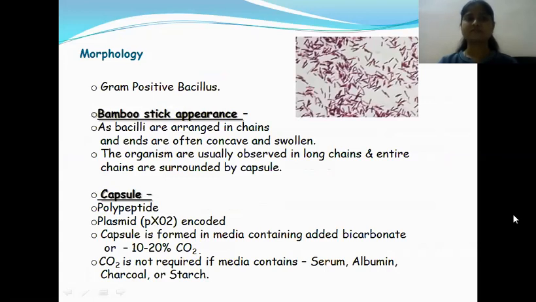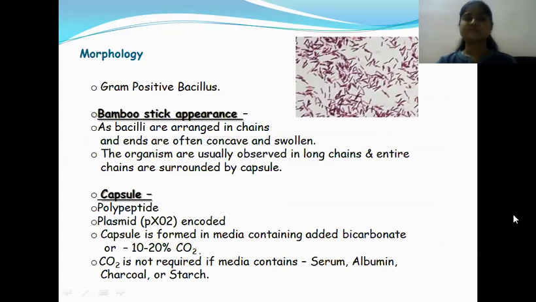Coming to the morphology of Bacillus anthracis. It is a gram-positive bacillus, but it shows a special appearance called the bamboo stick appearance. In this characteristic appearance, the bacilli are arranged in long chains, end to end, each attached to the other. The ends of each bacillus are concave and swollen, and the entire chain is surrounded by a capsule. So this gives us a typical appearance of a bamboo stick.